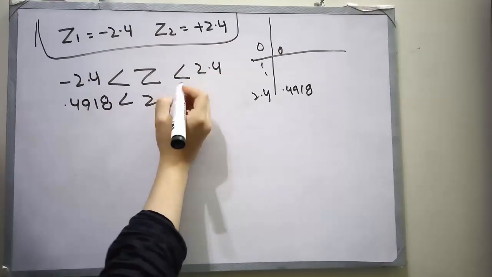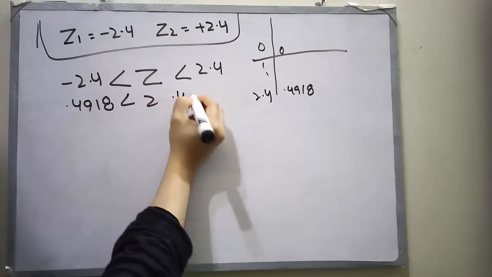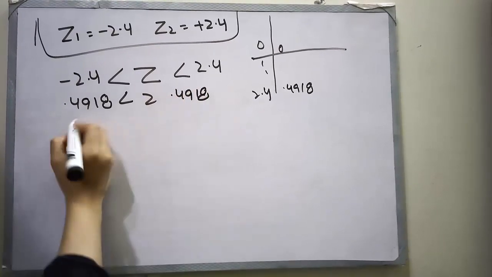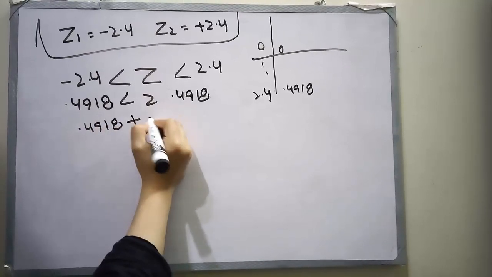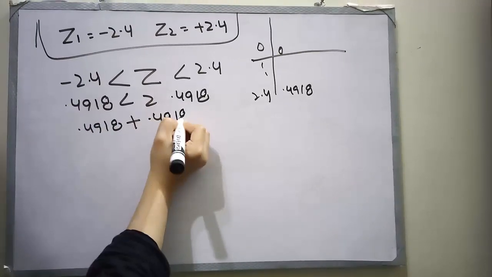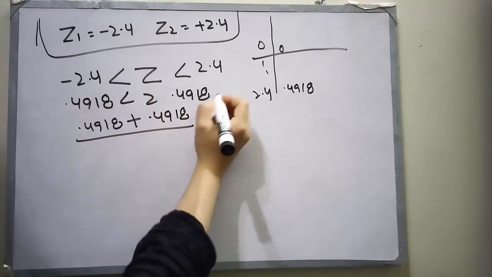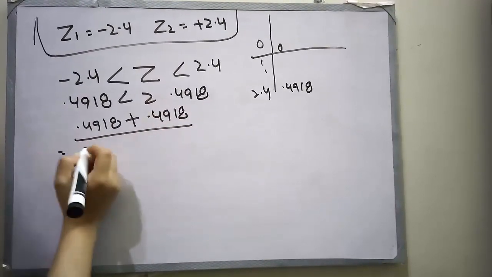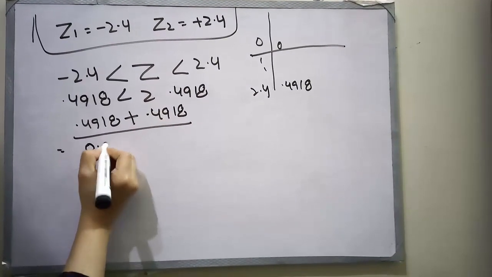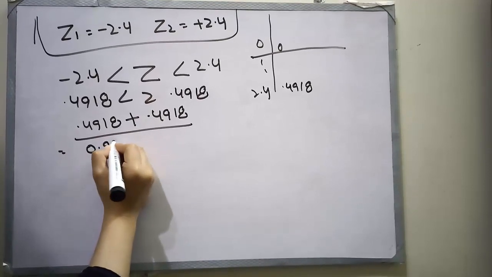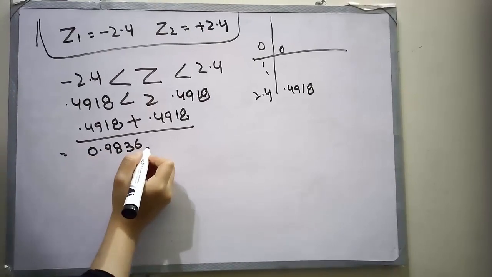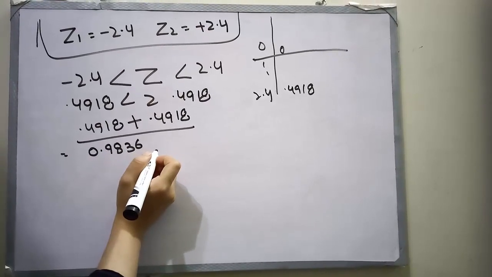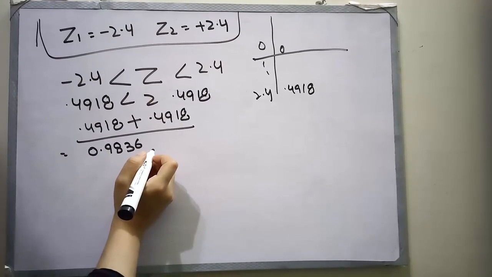And the value of 2.4 is 0.4918. Plus 0.4918. We will add these both values and our answer would be 0.9836. So the question which was required was the percentage of newborns who weigh between 1.8 and 4 kg.